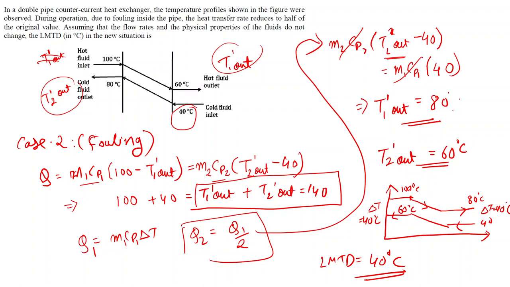So we got this T1 dash out as 80 degrees Celsius and T2 dash out as 60 degrees Celsius. And now we had to calculate this LMTD, and when we draw this temperature profile we can see that delta T remains constant, that is 40 degrees Celsius at both the outlet and inlet. That is why we can straight away consider that as 40 degrees Celsius. That is how we will get that. I hope that is clear, or else you can just take a look at the video solution later on.